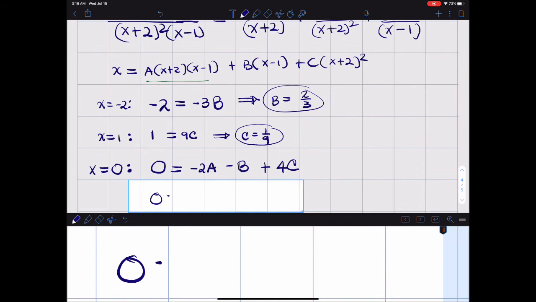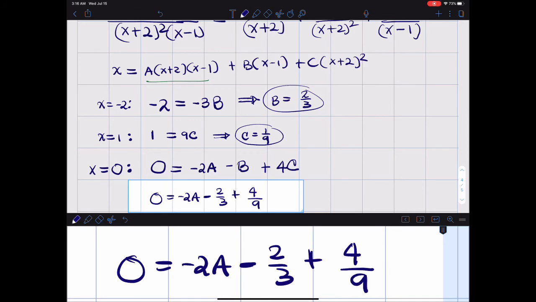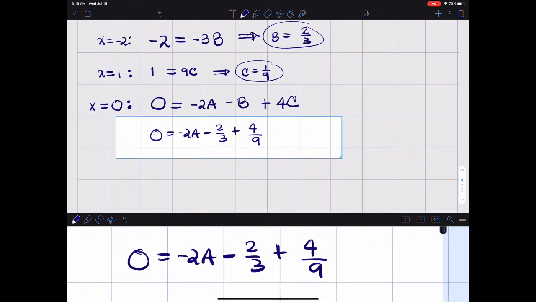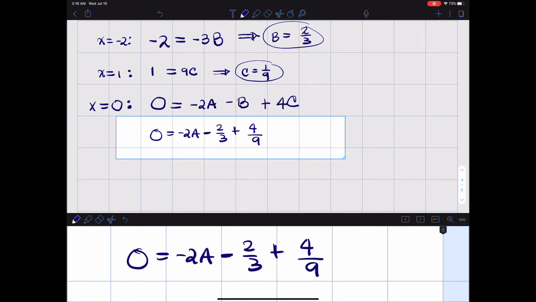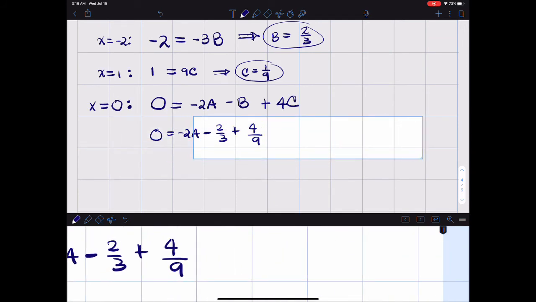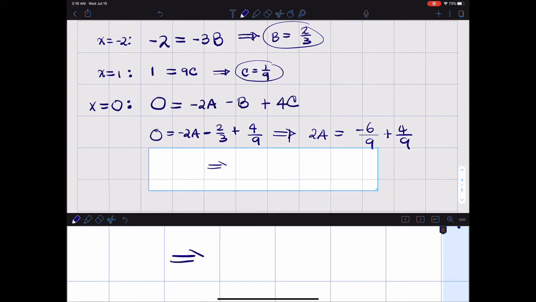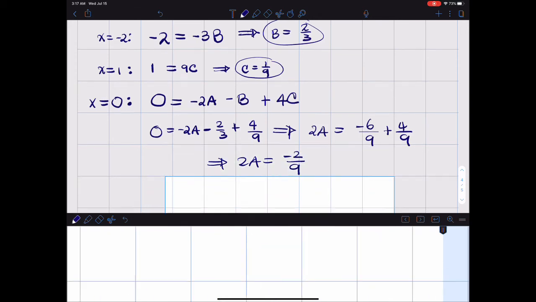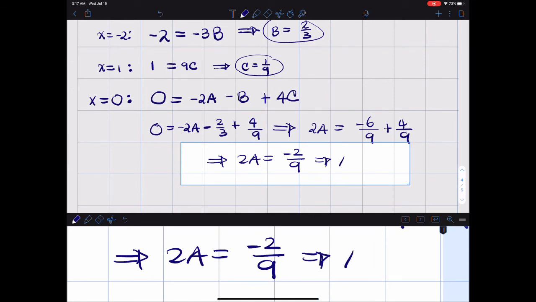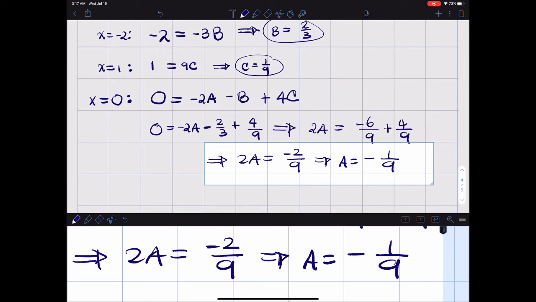But guess what? We know the values of B and C. So this means that 0 is equal to negative 2A minus 2/3 plus 4 over 9. All right, you guys are going to help me out. I'm not too good with quick fractions. But let's see. I can do this. So 2A is equal to negative 6 over 9 plus 4 over 9. So this tells me that 2A is equal to negative 2 over 9. I hope this is correct. So that A is equal to negative 1 over 9. Okay, that's my A.